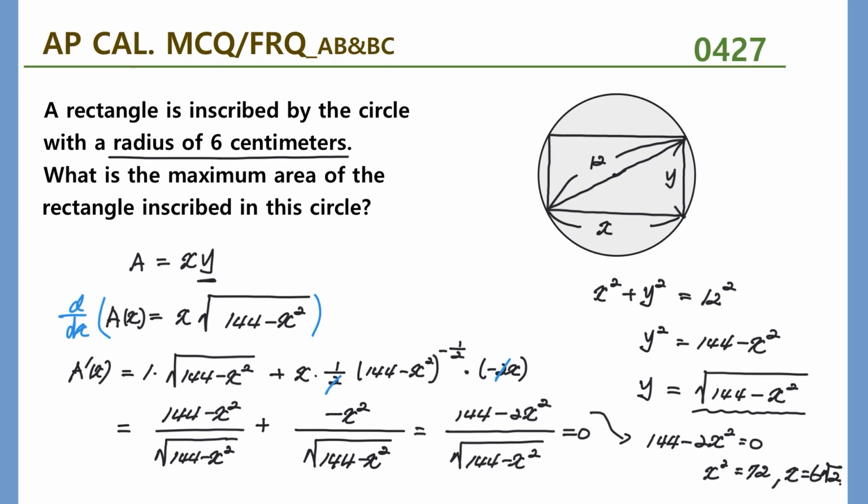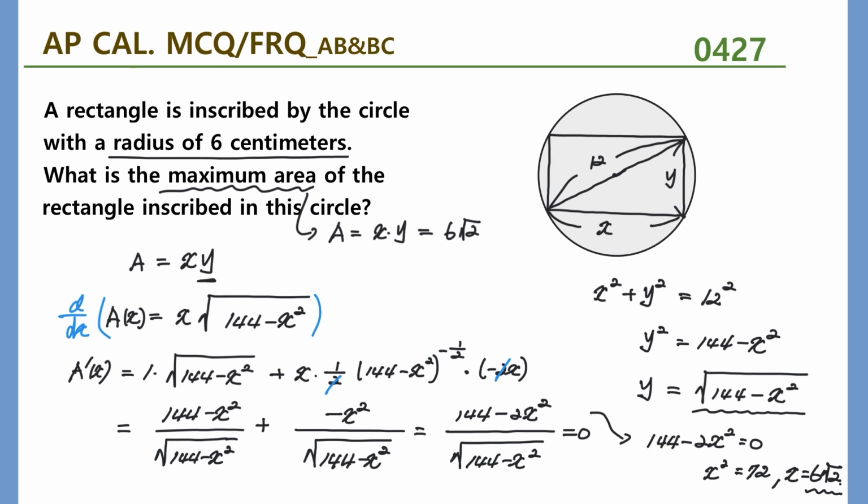And the area of the rectangle is maximum when x is equal to 6 root 2. Okay, so what's the maximum area? Maximum area is when x is equal to 6 root 2, right? So area A is equal to x times y. So when x is equal to 6 root 2, what is y then?